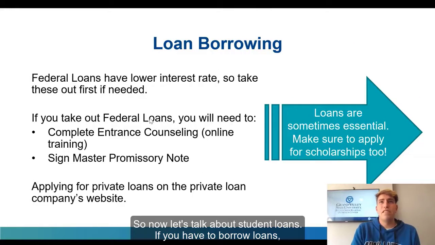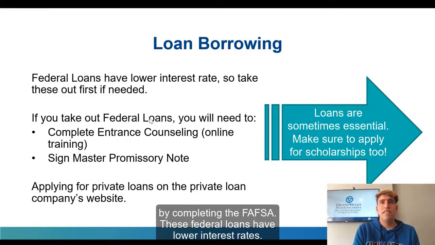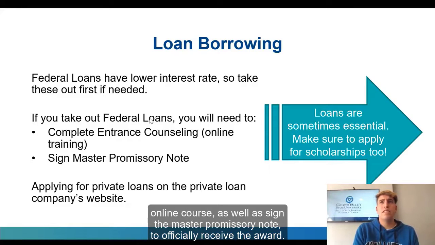So now let's talk about student loans. If you have to borrow loans, you should start with taking out the federal loans. These loans are available by completing the FAFSA. These federal loans have lower interest rates. If you take out federal loans, you will need to complete a loan entrance counseling online course, as well as sign the master promissory note to officially receive the award.